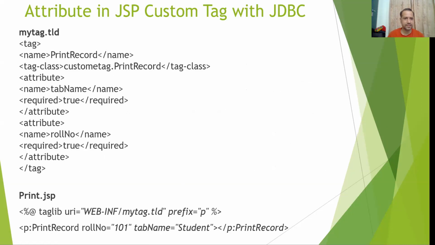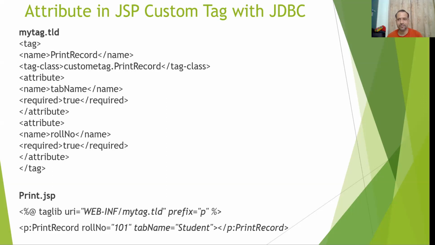Now after that, what I have to define in my tag.tld file, in the same way I have to define two attributes, one for roll number and another one for table name. So we have defined the name and attribute, and its name is tabName, and it is required. After that, another attribute I have created, roll number. The attribute name is rollNumber, and again it is required.